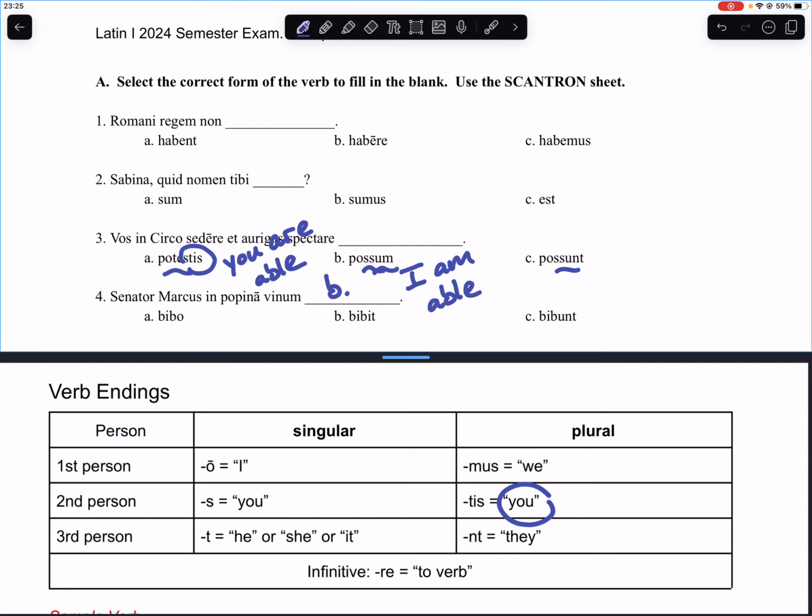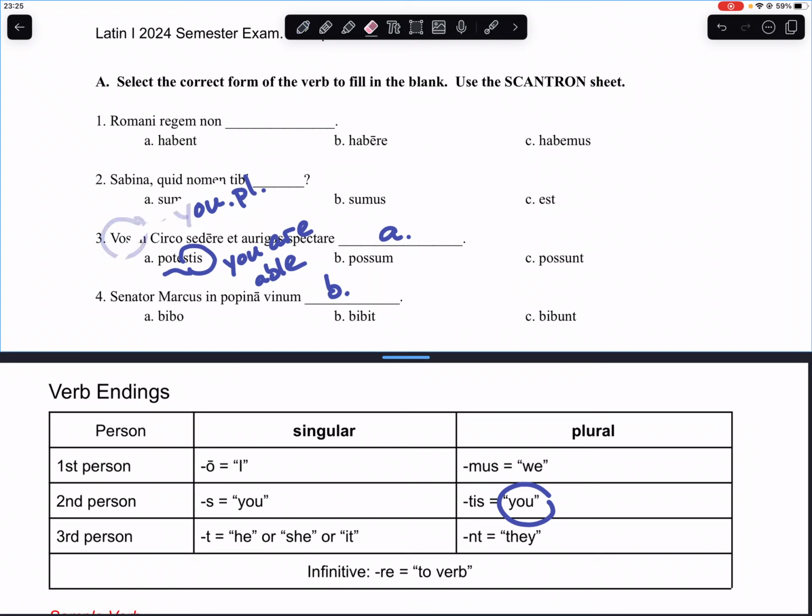And then vos, NT, again means they. So this is they are able. Okay. Your vocab list should tell you that this word vos means you, plural. So all I'm looking for is the corresponding form, and I hope you picked it by now. The answer is going to be letter A, potestas.